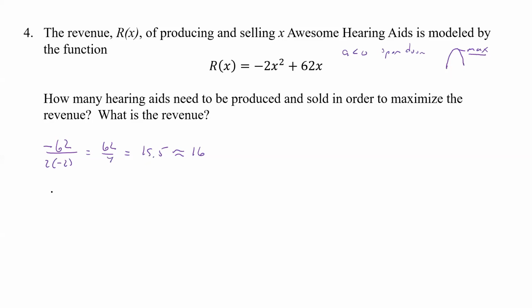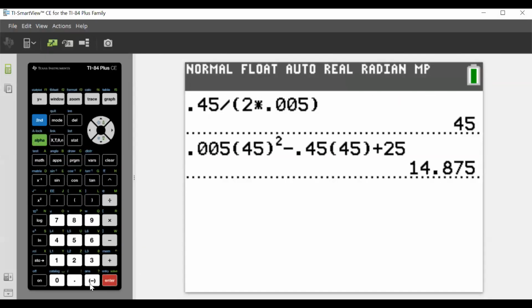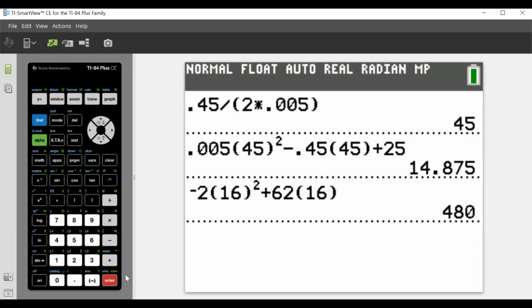Okay. So now we need to find what is f of 16. Well, it's negative 2 times 16 squared plus 62 times 16. So now let's go look and see what that gives us in our calculator. So we had negative 2 times 16 squared, and then after that plus 62 times 16, and that gives us 480. Okay, so let's remember 480.